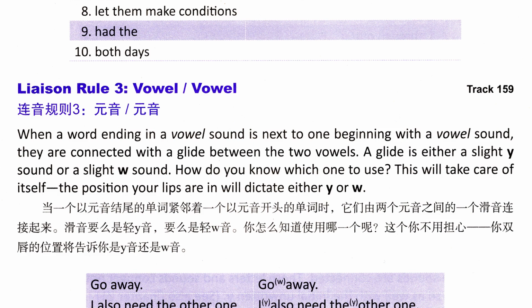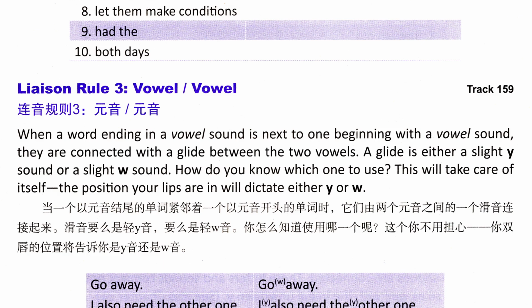Liaison Rule 3. Vowel, vowel. When a word ending in a vowel sound is next to one beginning with a vowel sound, they are connected with a glide between the two vowels. A glide is either a slight Y sound or a slight W sound. How do you know which one to use? This will take care of itself. The position your lips are in will dictate either Y or W.